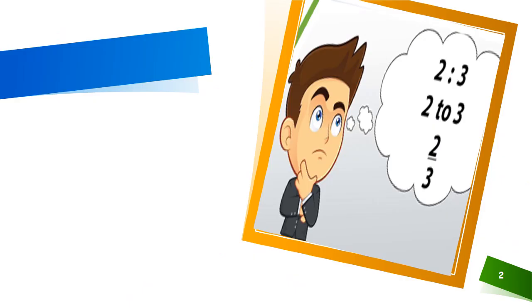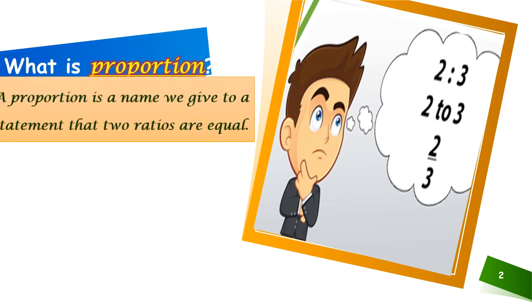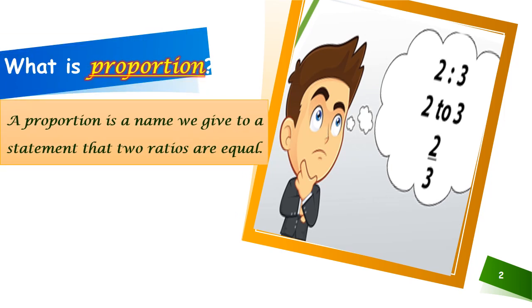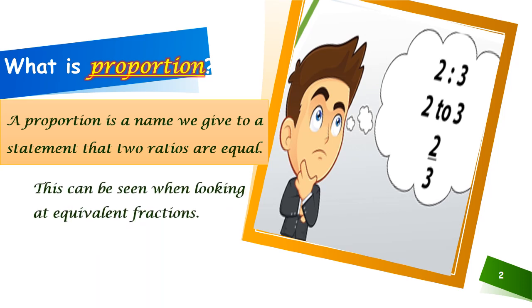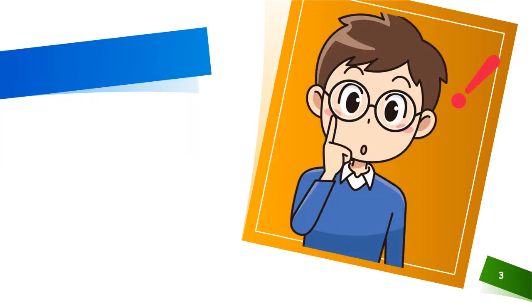Today, our topic is proportion. Let's start with what is proportion. A proportion is a name we give to a statement that two ratios are equal. This can be seen when looking at an equivalent fraction. Example, A to B is equal to C to D.